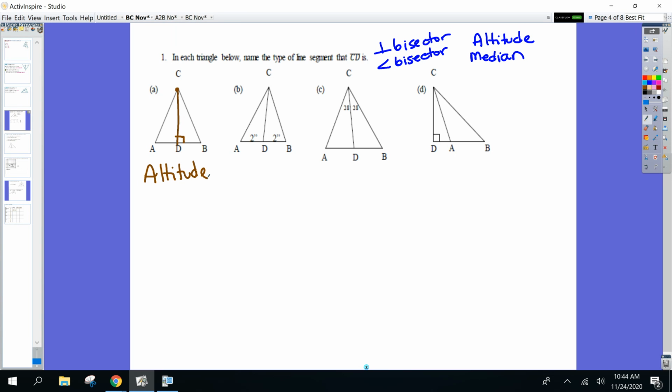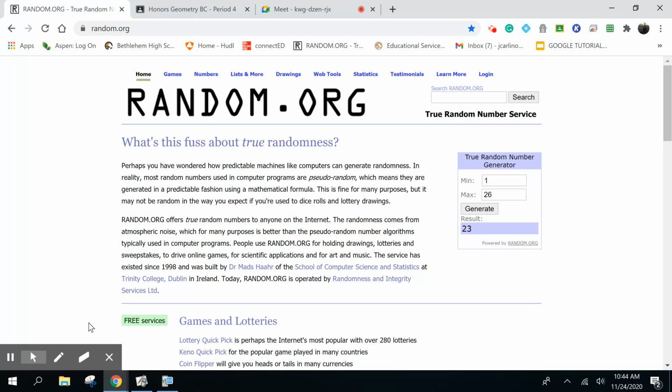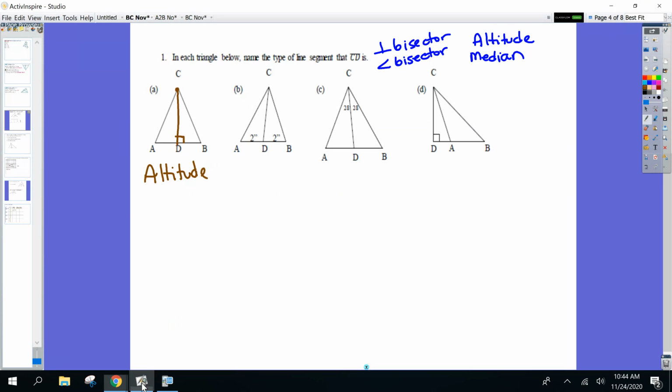All right, take a look at B now. I got 2 and 2 on AD and DB. That's all I gave you. Give me a good name for CD now. I can call CD a what? Maeve. Median. Median, that's it. Because each side is 2 and 2, I know D's the midpoint. Medians are drawn from a vertex to a midpoint, which I have in choice B.